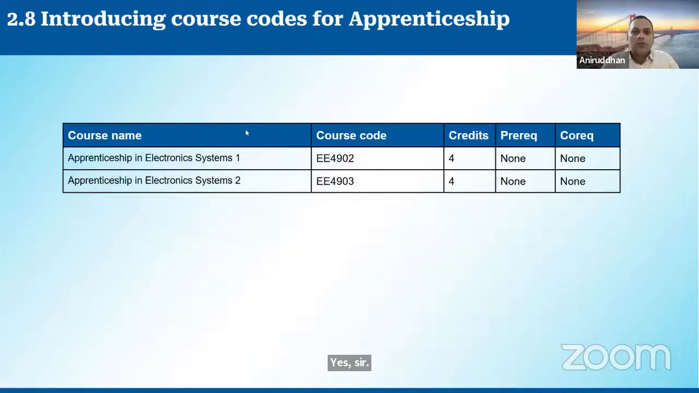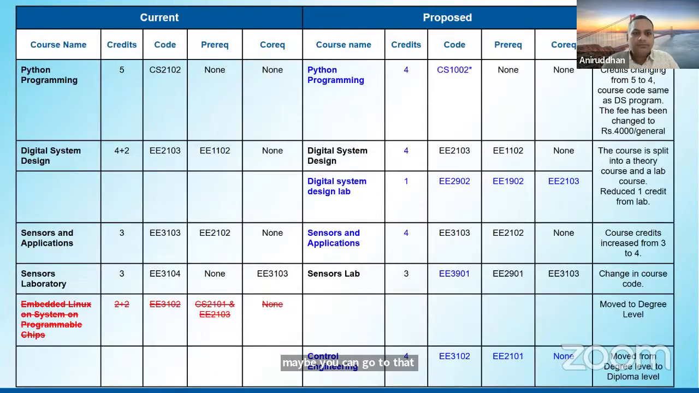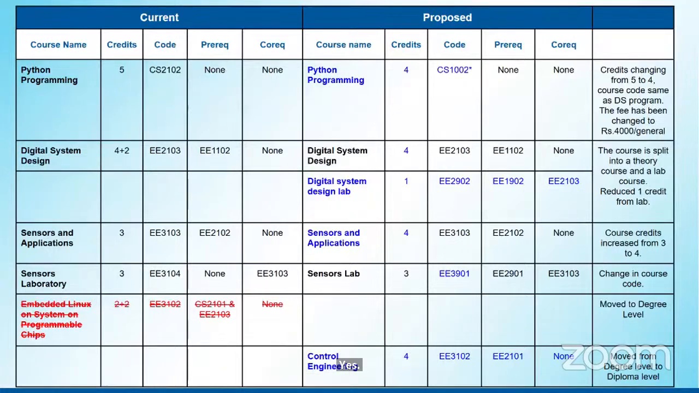So this is the Python course. Victoria, can you open up the slides again? I just wanted to confirm which course the student is talking about. Yes, sir. Maybe you can go to that particular slide. Yeah, Python programming, right? You're talking about this Python programming CS2102? Correct, sir.